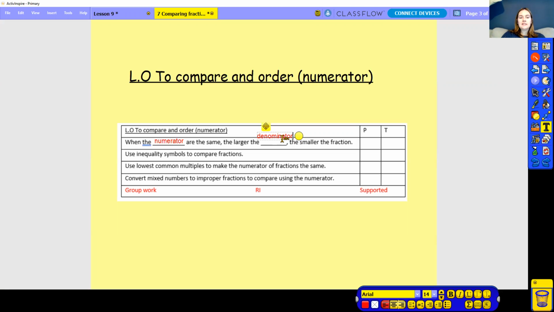We're going to use inequality symbols to compare fractions. We're going to use lowest common multiples to make the numerators of fractions the same, and we're going to convert mixed numbers to improper fractions to compare using the numerator. So we're doing something different today. Before we compared using the denominator, this time we're going to compare using the numerator.